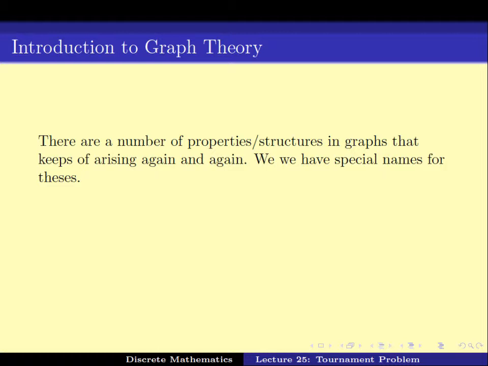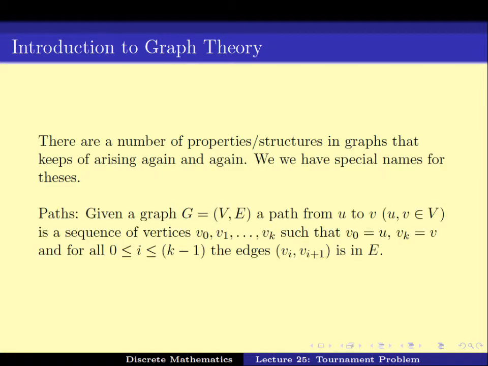Some properties of graphs are used more often than not. Rather, when we represent problems as graphs, certain properties keep coming up again and again. For them, we have special names, and they kind of start a new subject on their own. So one such thing is a path. So what is a path?